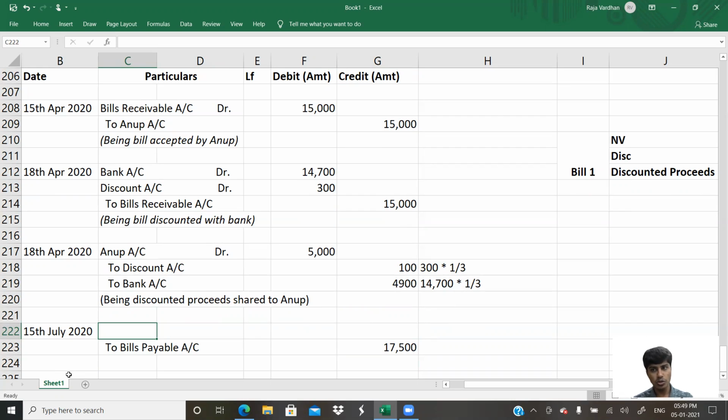Anup is the person who has basically become our debtor. He should pay us now, because if we accept this bill, later the banker will come and ask me for the money, 17,500. So Anup also has to share this money with me. So Anup's account will be debited. Perfect. What is the amount? 17,500. Bill drawn by us, Anup accepted.